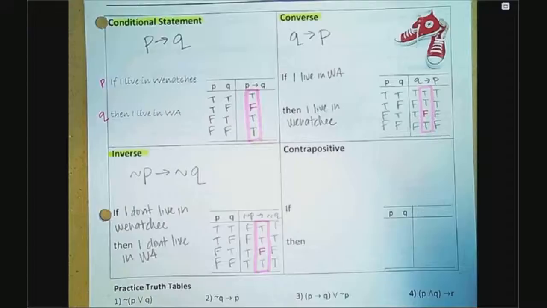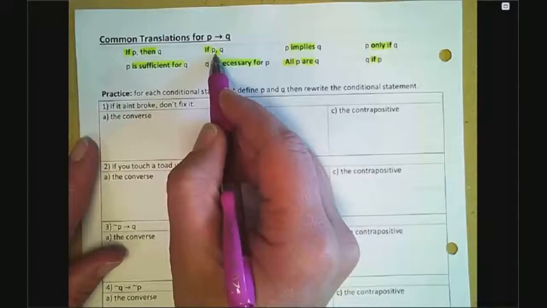I'm going to work through one of these examples. Here, if it ain't broke, don't fix it. So this is that if P, comma, Q. If it ain't broke, don't fix it. It ain't broke, that's going to be P. Don't fix it is going to be Q. Here I have P implies Q.